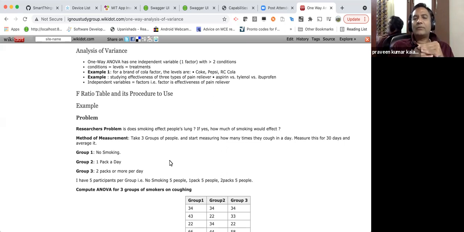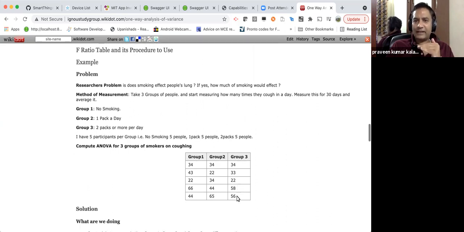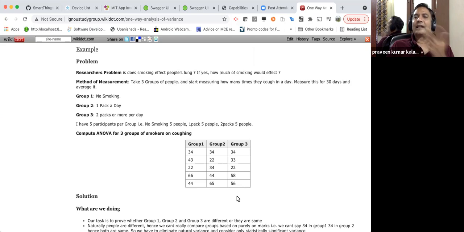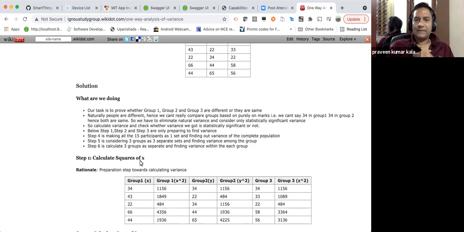Okay, so now we talked about a few challenges. I have group 1, group 2, group 3. There is some natural variation between these groups. The ANOVA procedure discounts those natural variations and brings out the actual difference between group 1, group 2, and group 3. So now let's go through the steps of how it does this.